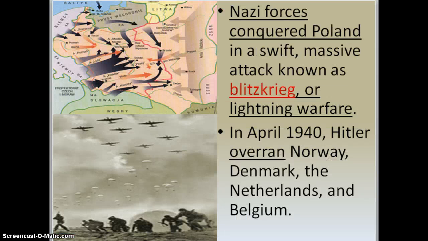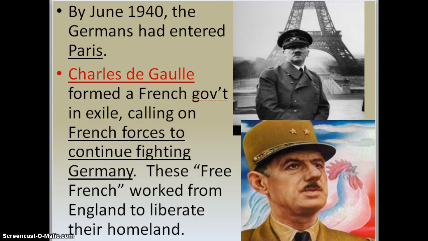The Nazi forces conquered Poland in a swift, massive attack known as the Blitzkrieg, or Lightning War. In April 1940, Hitler overran Norway, Denmark, the Netherlands, and Belgium. In June 1940, the Germans entered Paris.